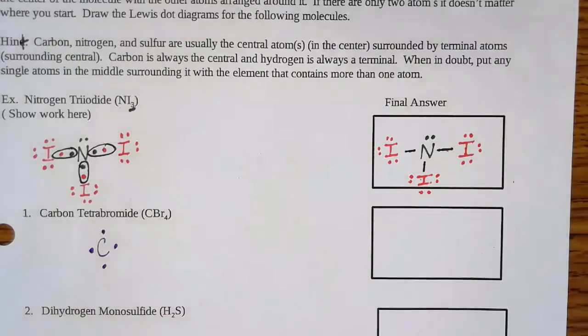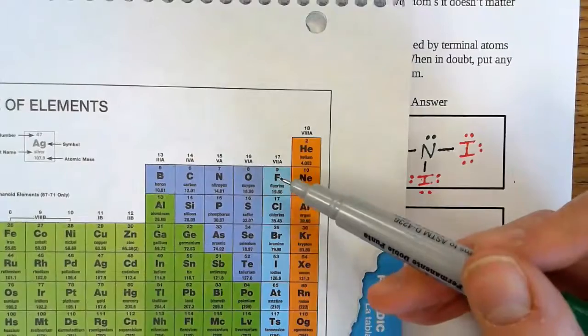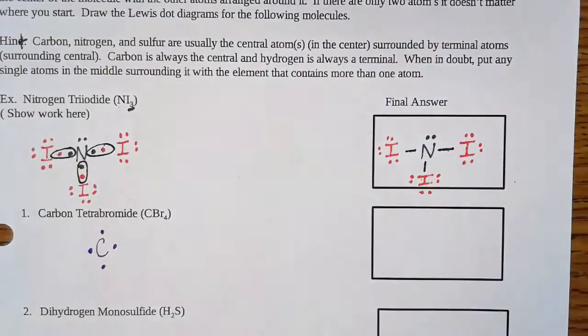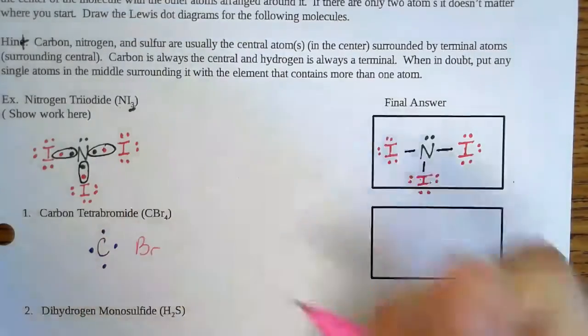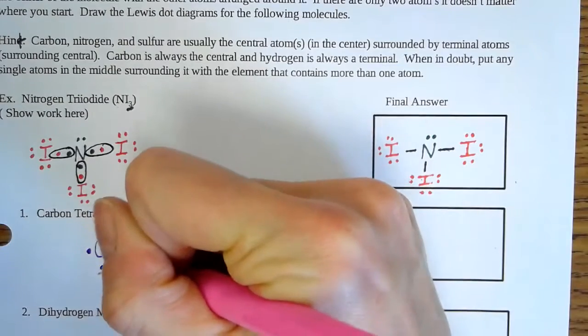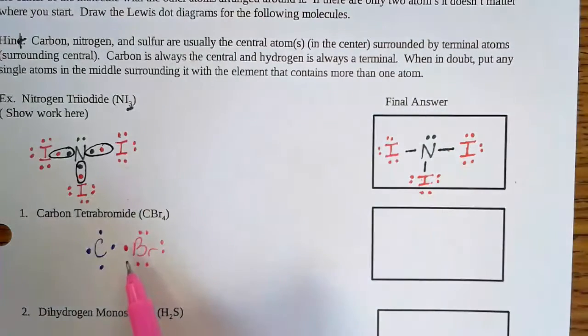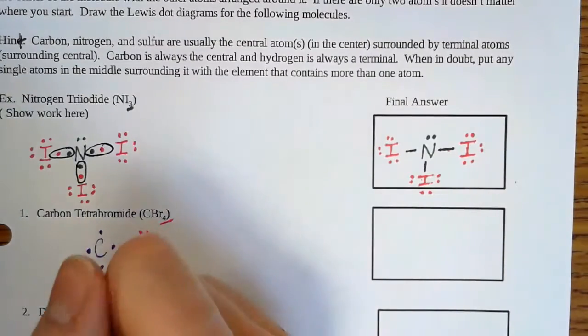Tetrabromide. Bromine, again, is in group 7, Roman numeral VII, so it'll have 7 valence electrons around it. 1, 2, 3, 4, 5, 6. And I'm going to make sure that 7th electron is next to that single carbon electron. And I'm going to do this 4 times according to that subscript 4.